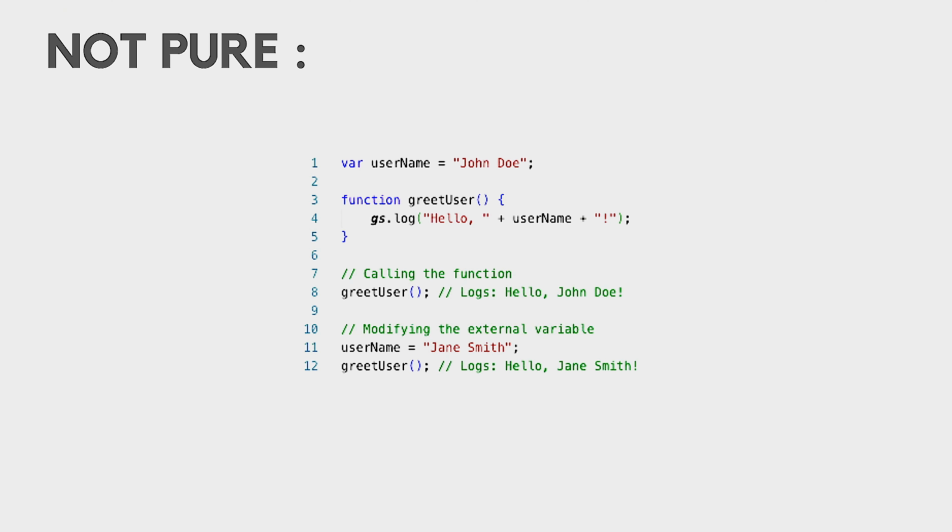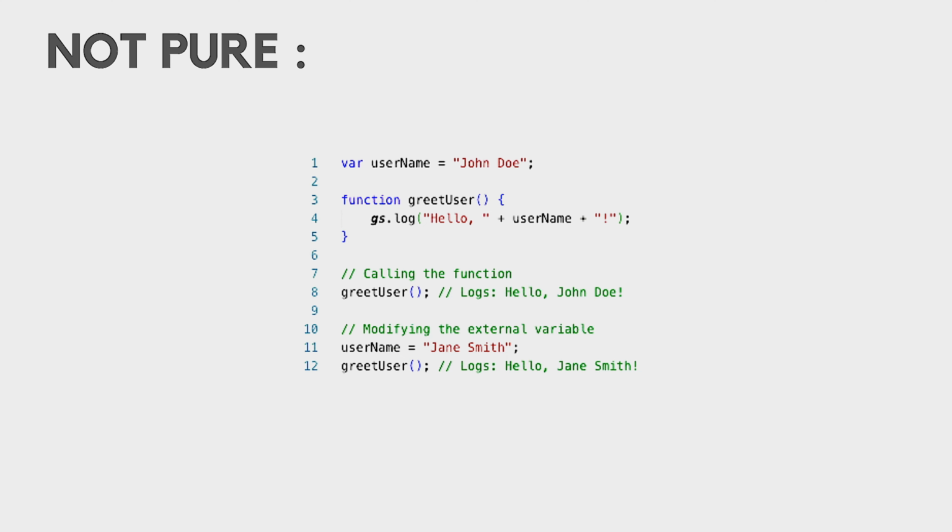Let's break down an example of an impure function called greetUser. Why isn't it pure? First, it doesn't take any argument, which can be a hint that it might not be a pure function. Looking deeper into the code, we see it uses a variable username, which holds the string John Doe, defined outside the function. Since greetUser depends on the external variable, it's considered impure. It's relying on something outside its immediate scope.